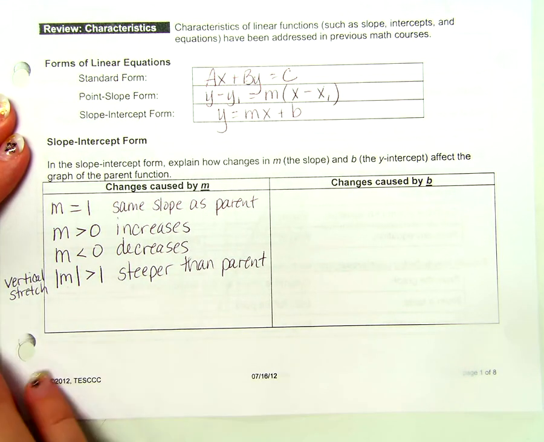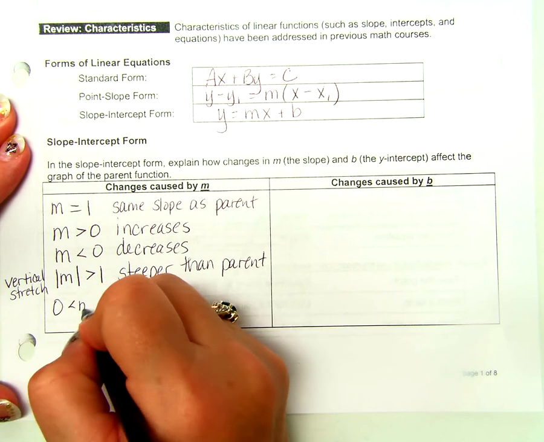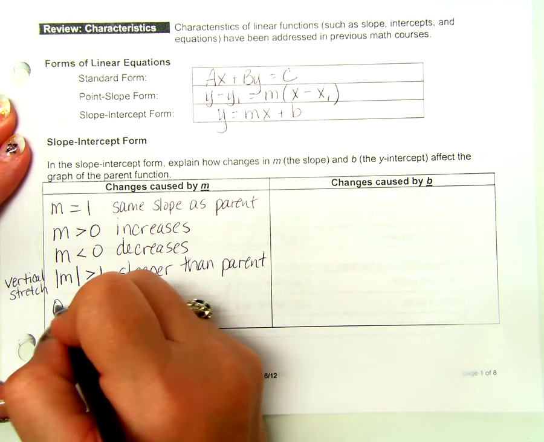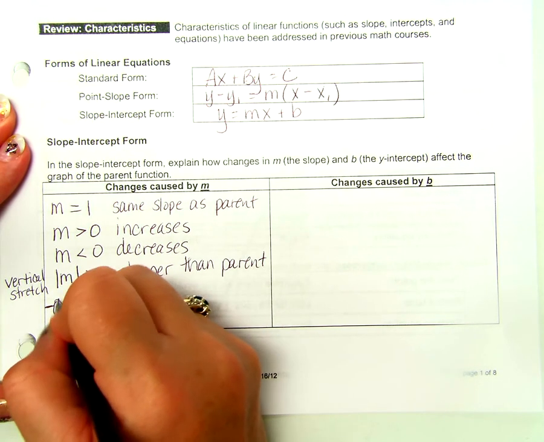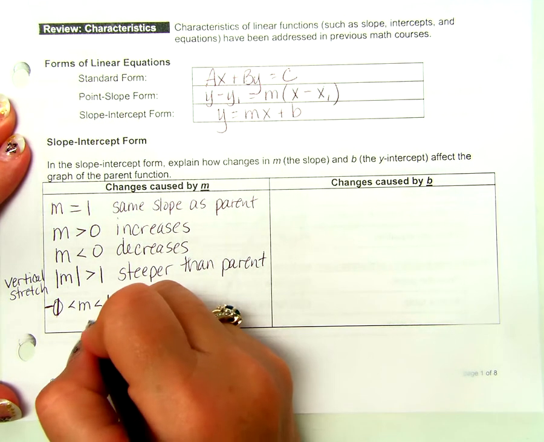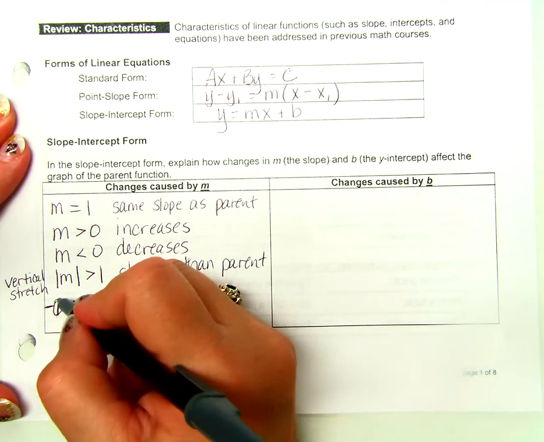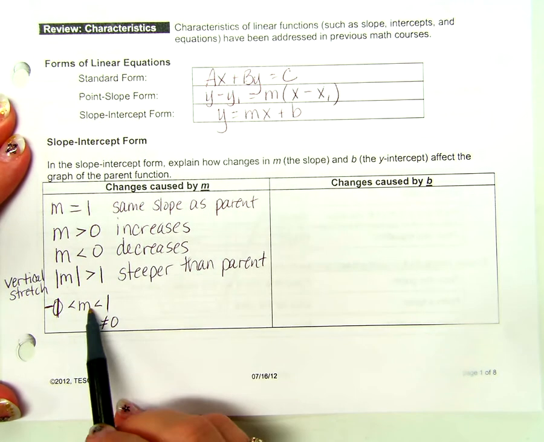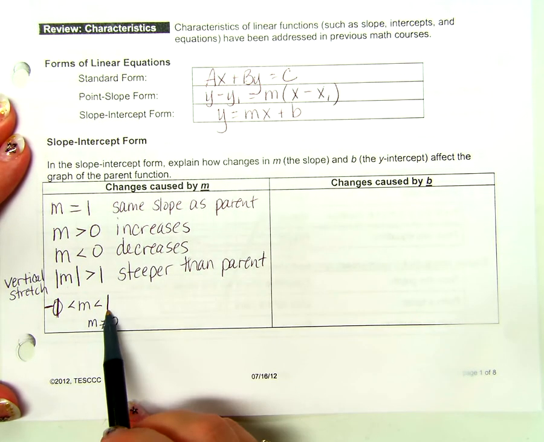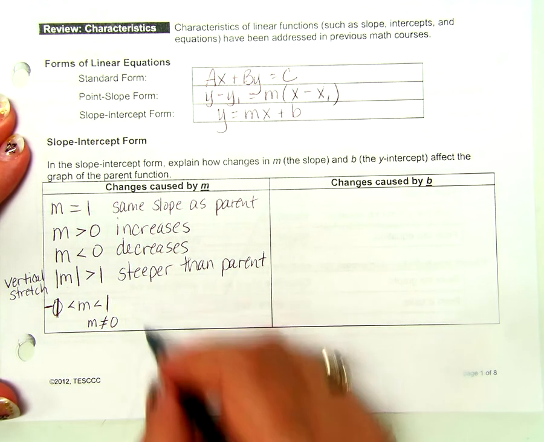It's a vertical stretch. If m is between 0 and 1, that's not what I meant to say. I'm sorry, -1 and +1, not counting 0. Okay, so this is a -1. So if m is between -1 and +1, but not counting 0, everybody knows what this means, right? M is not 0. Then what?